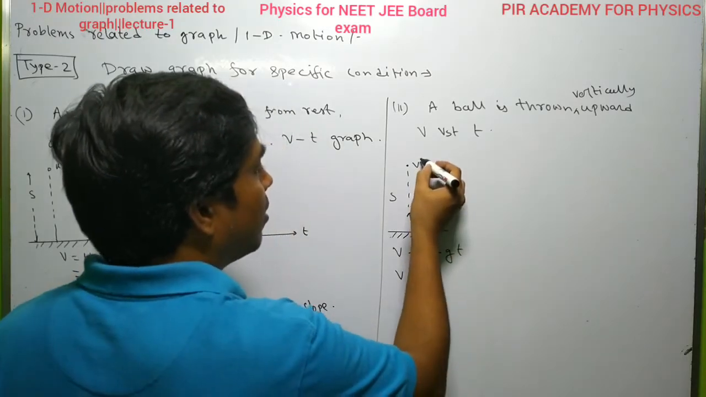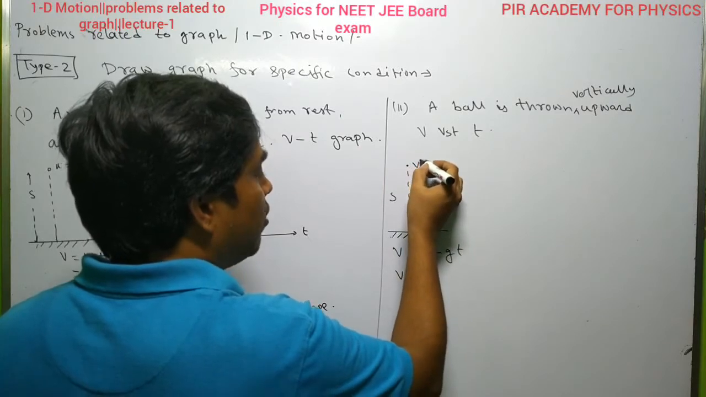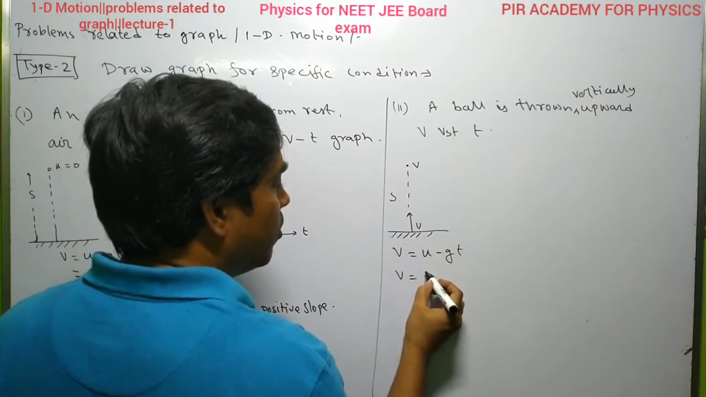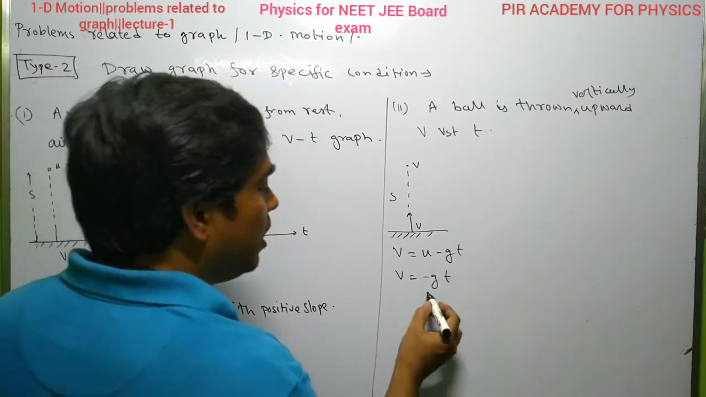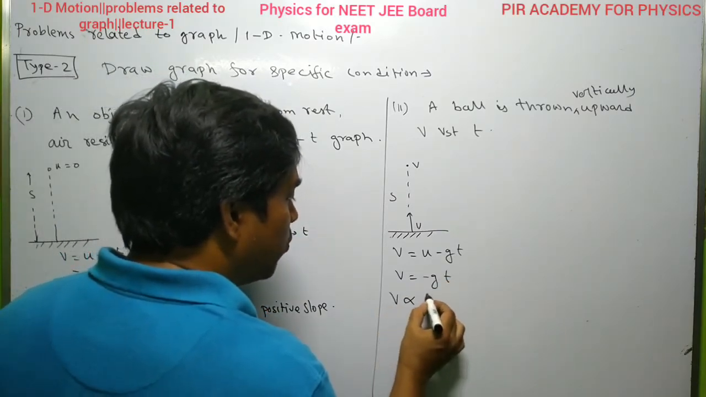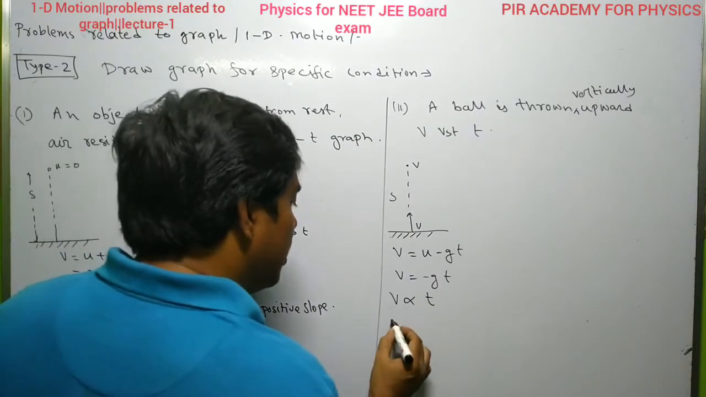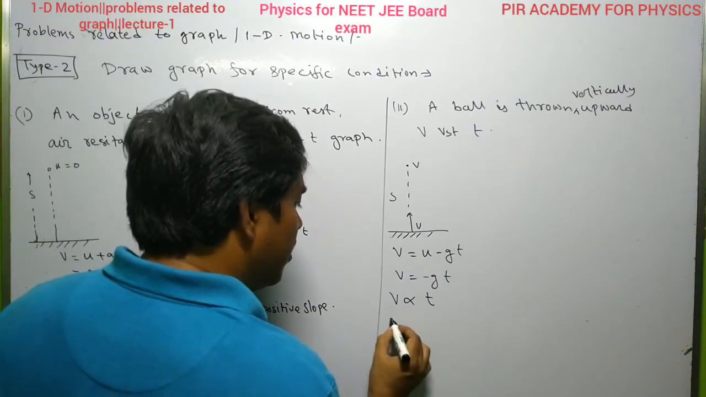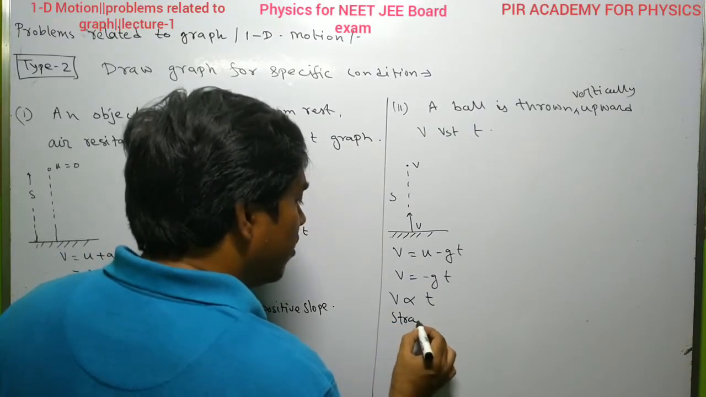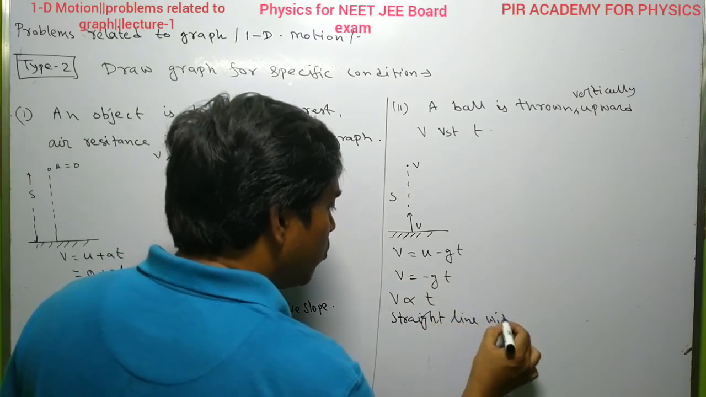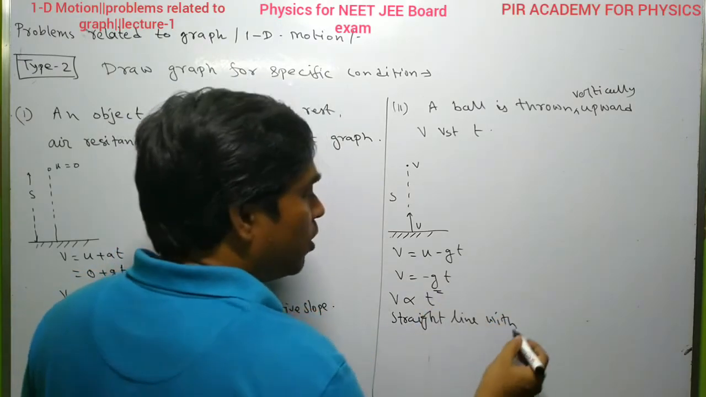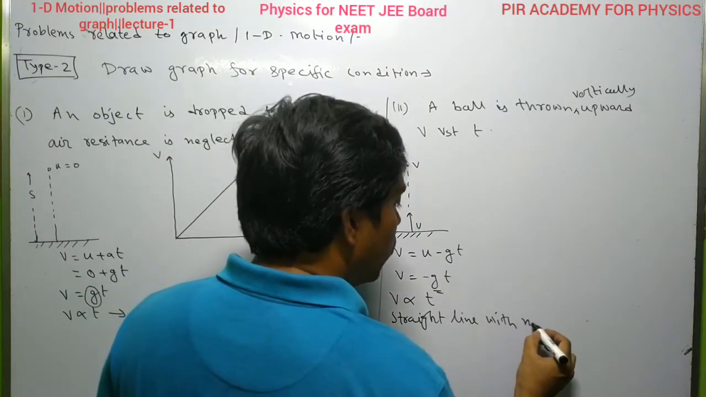Suppose at the highest point the velocity is 0, so it will be u minus gt. So v is linear in t, a straight line. It will be a straight line with negative slope, since here it is negative g.